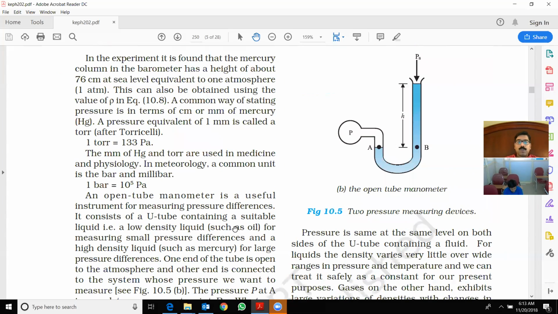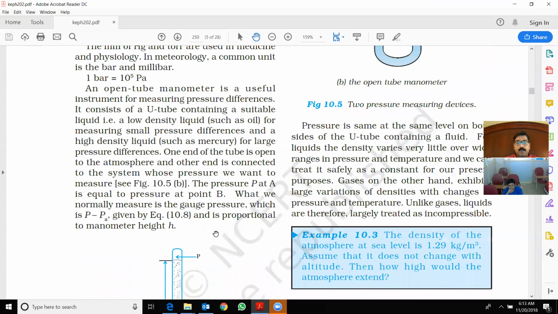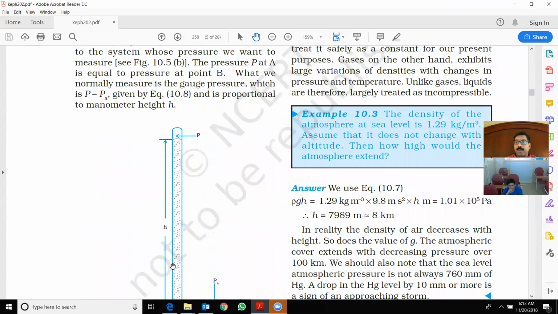To respect him again, Torricelli, or TORR, is also used. This is the unit that is used to state the pressure in terms of the height of the mercury. It can be mm of Hg, or cm of Hg, millimeter of mercury or centimeter of mercury. The height of the column of mercury is very commonly used as pressure.